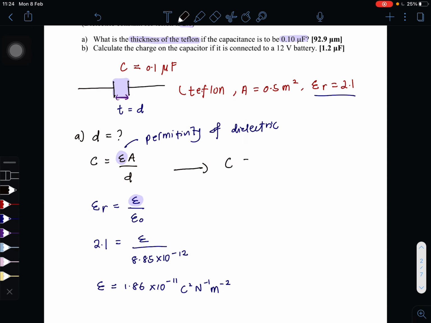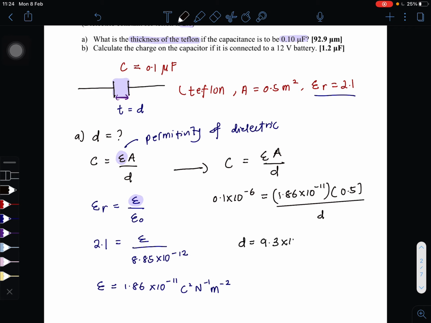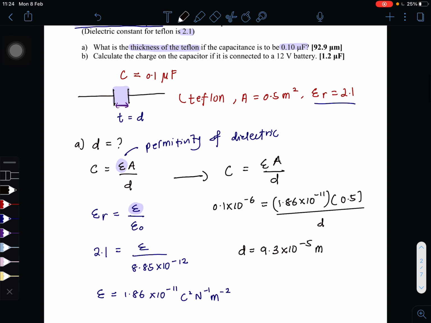Okay, using this formula, C is 0.1 exponent negative 6 equal to 1.86 exponent negative 11, and then the area is 0.5 divided by the value for D. So distance will be equal to 9.3 exponent negative 5 meter. Okay, that will be the answer for question A.